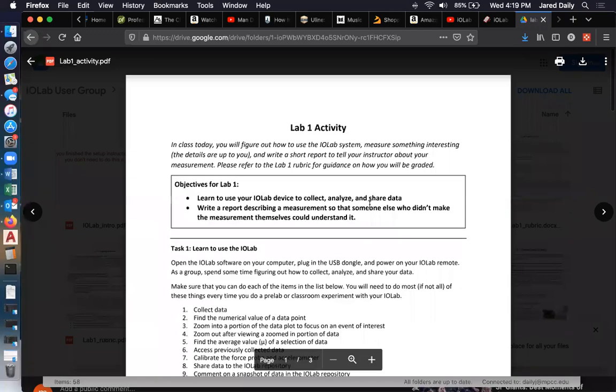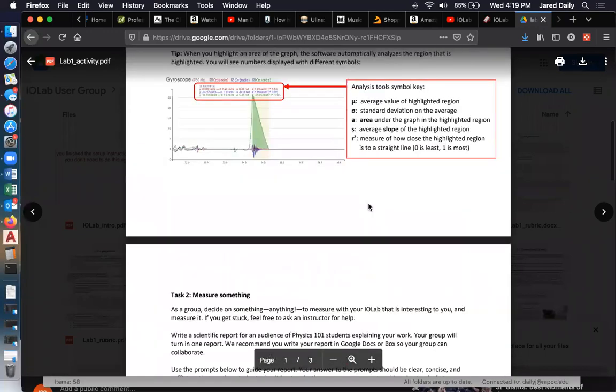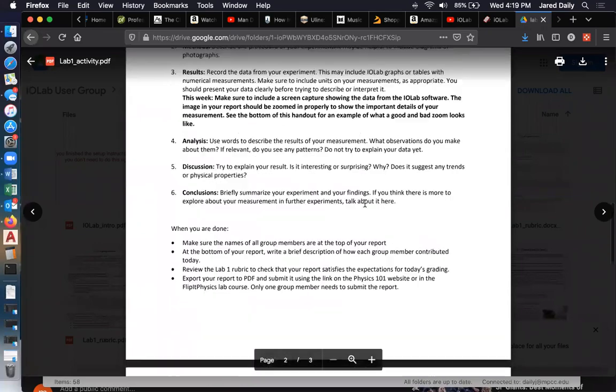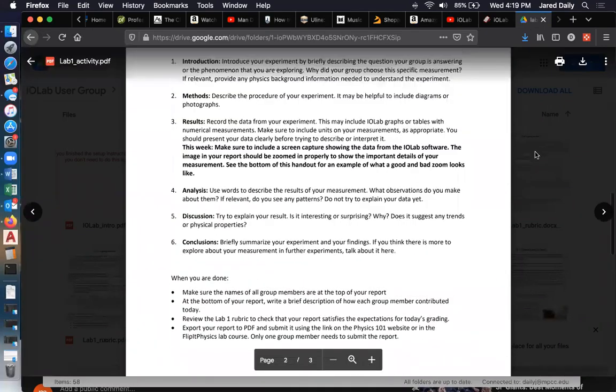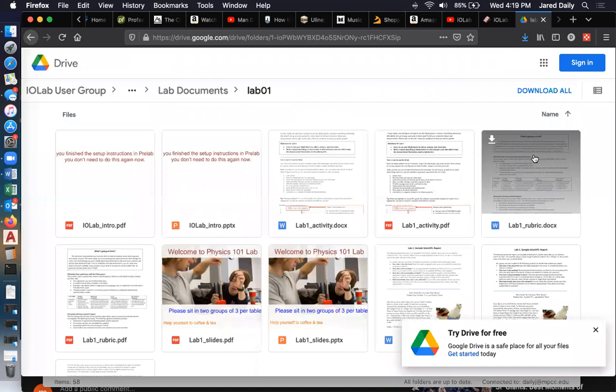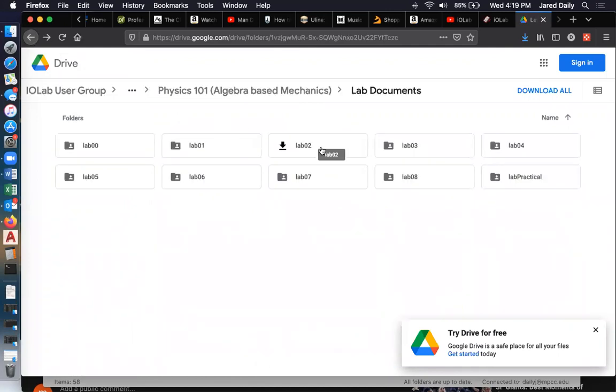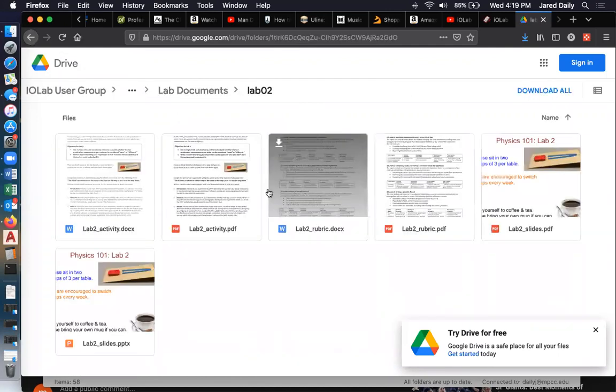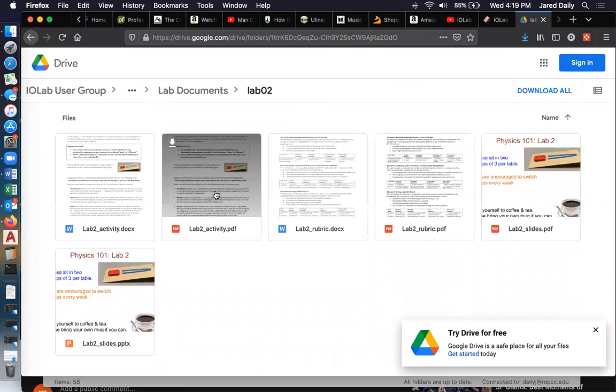So you're collecting some data, you're doing some different things, graphing some things. It's not that big a deal, and you're pretty much doing the same things just by watching those videos that I told you about. But in lab 2, you're actually going to do some experiments. And so this would be the next thing. Just go on to lab 2 and open up the lab 2 activity.